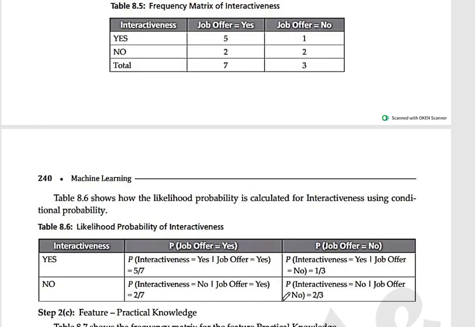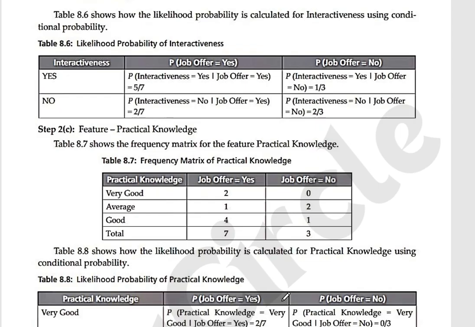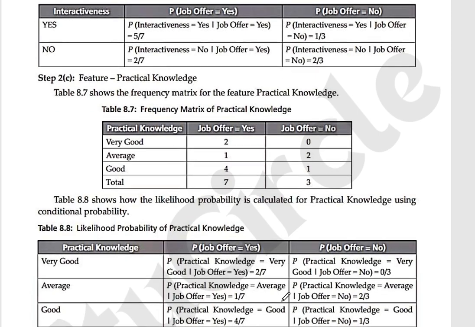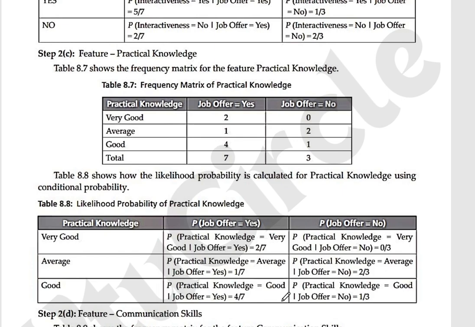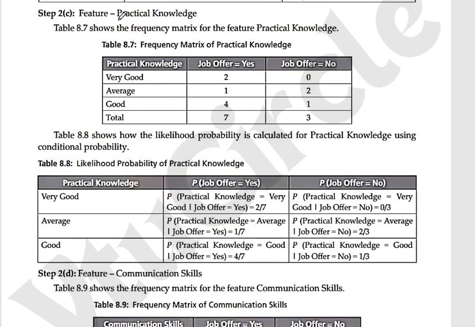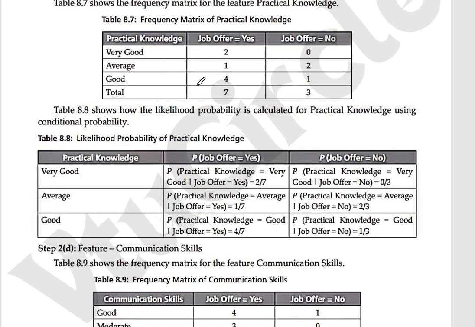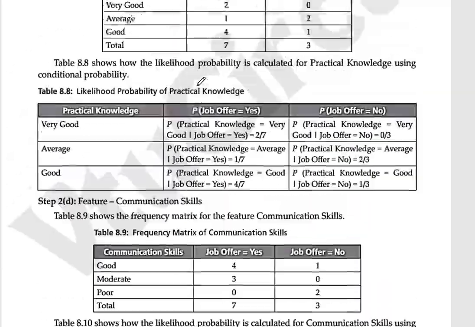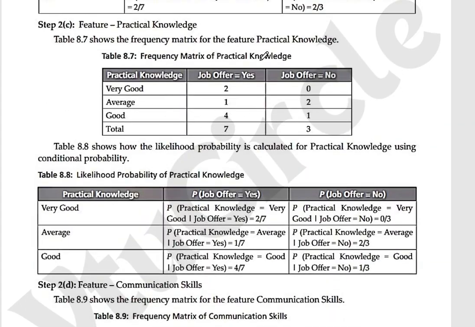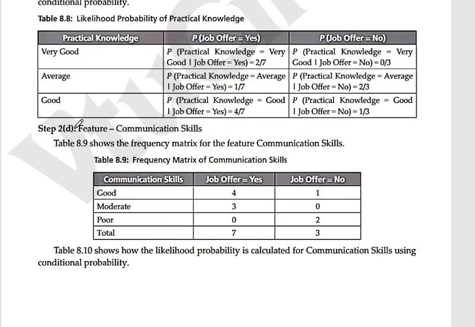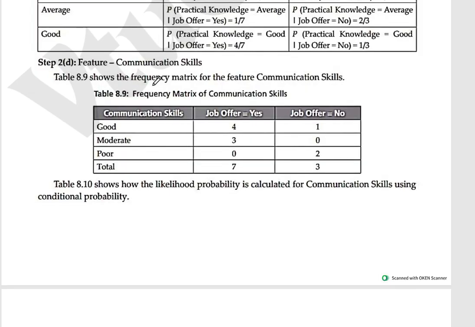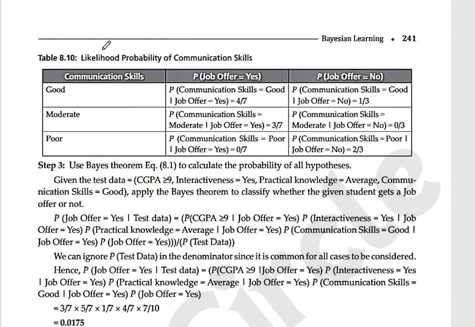Everything is in the training data set, and you just have to take a proper look at the data set and analyze the number of instances. Just write it clearly. The next feature is practical knowledge. Do the exact same thing, I won't repeat it again. Calculate the frequency matrix and the likelihood probability for practical knowledge, and the last feature is communication skills. Here also you need to calculate the frequency matrix and then the likelihood probability.